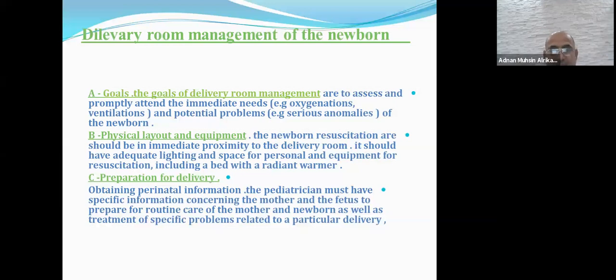Of course, on receiving this newborn, you should have certain details regarding the delivery. So the pediatrician must have specific information concerning the mother and the fetus to be ready to deal with any problem that may face you in resuscitation. So always keep yourself ready for first newborn problems.